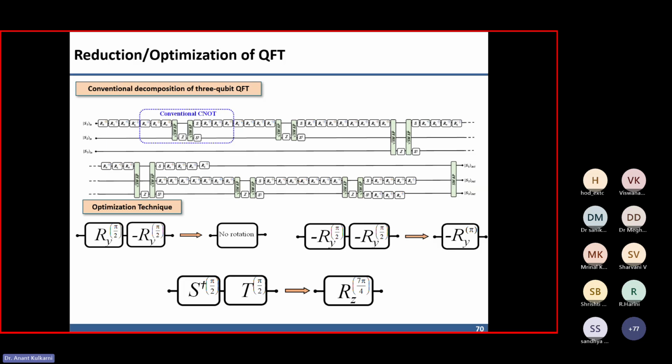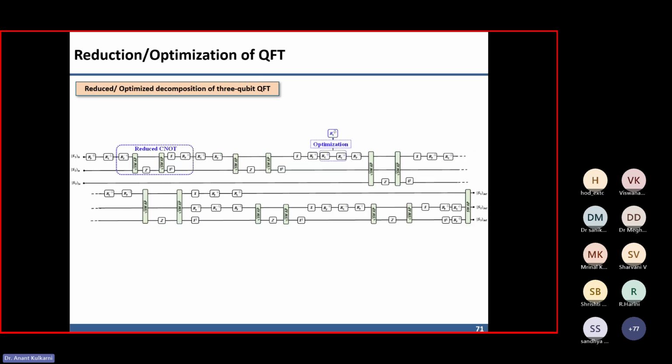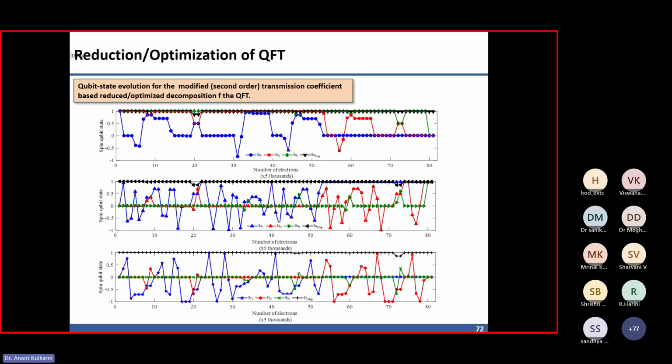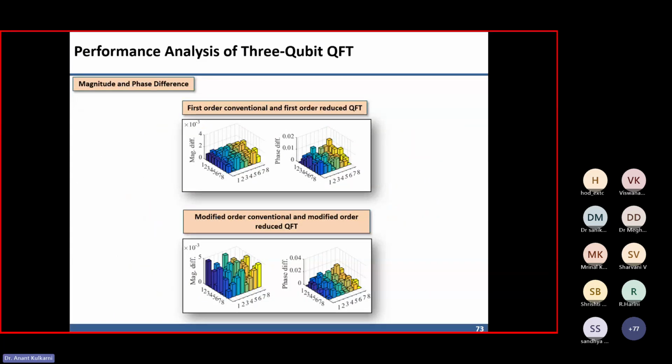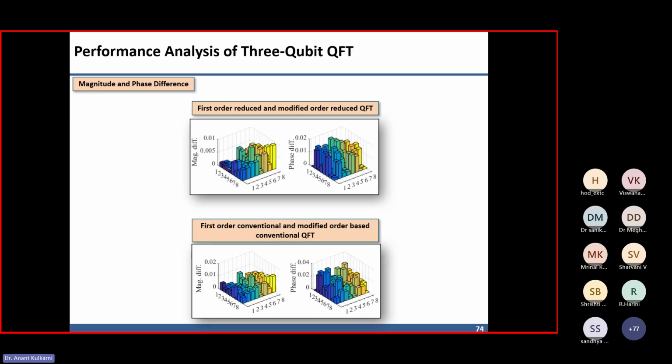The optimization techniques were Ry pi by 2 and minus Ry pi by 2, no rotation, minus Ry pi by 2 and minus Ry pi by 2, pi and 7 pi by 4. This reduces and optimizes the decomposed 3 qubit quantum Fourier transform. So we had merged it. So these are the states, the reduction in optimization of the qubit quantum Fourier transform. This is the magnitude and phase difference for the first order conventional and first order reduced QFT, and modified order conventional, modified order reduced QFT. Same, conventional reduced.